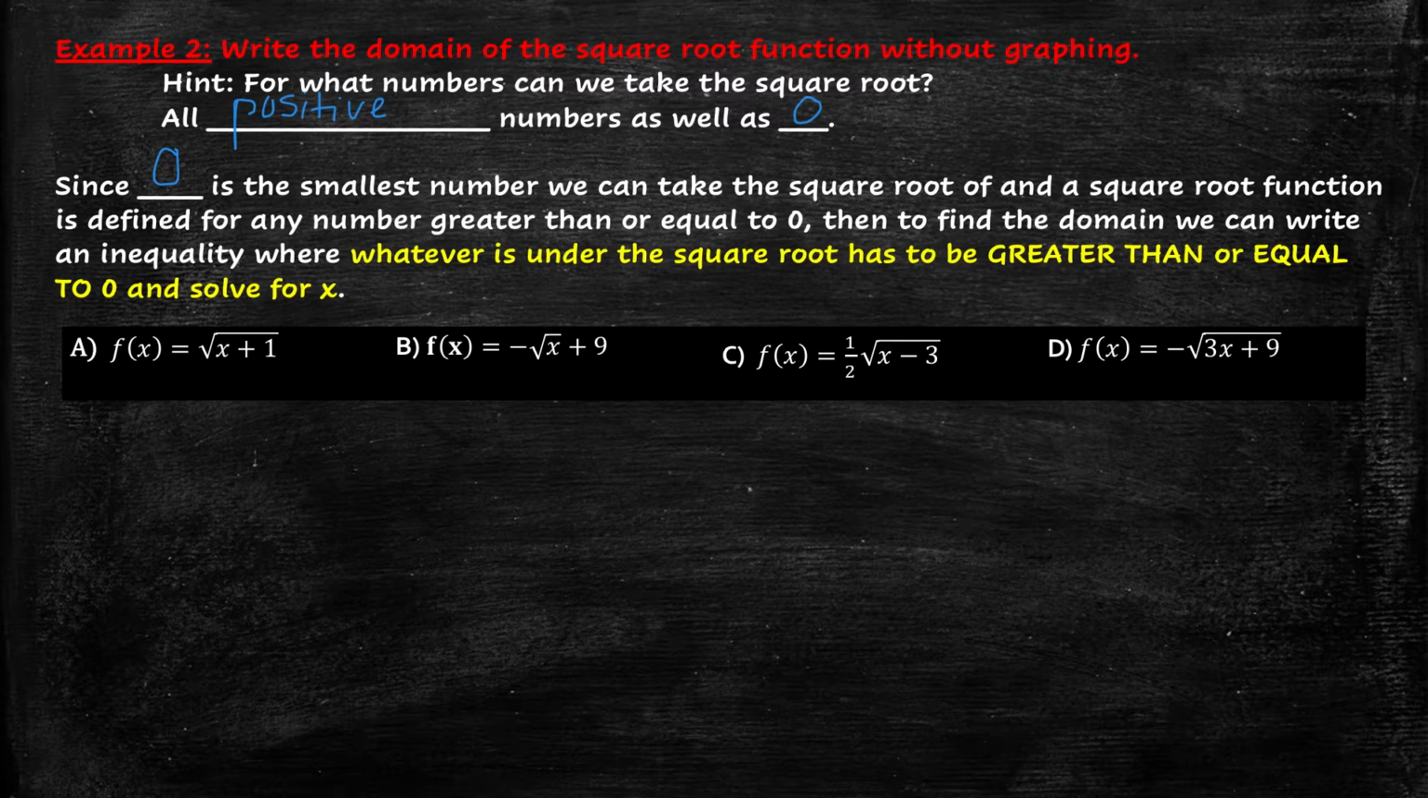If I look at the equation in part A, f of x equals the square root of x plus 1, well, we know that whatever is under the radical, x plus 1, has to be greater than or equal to 0. And so when we solve this for x, we would subtract 1 from both sides. Therefore, x has to be greater than or equal to -1.